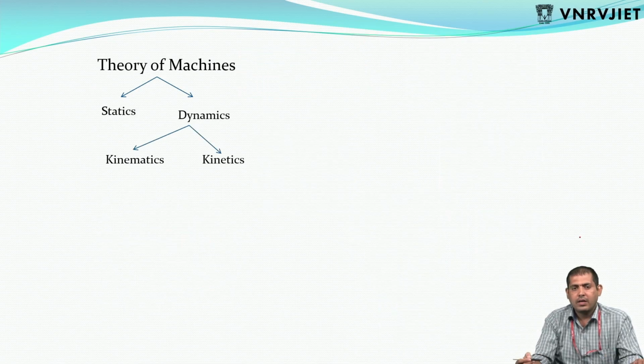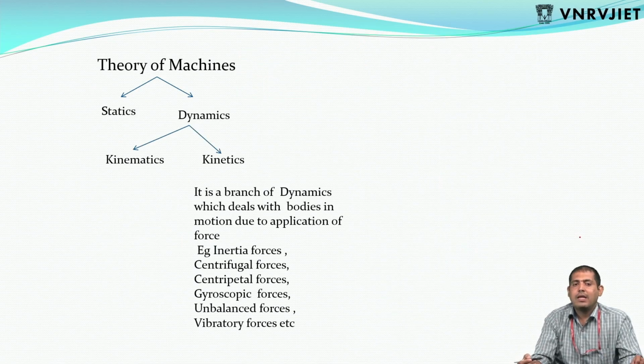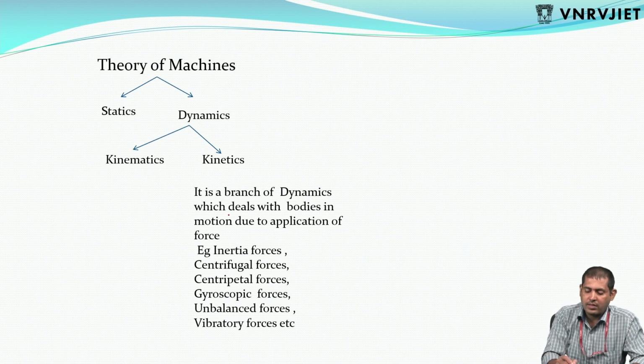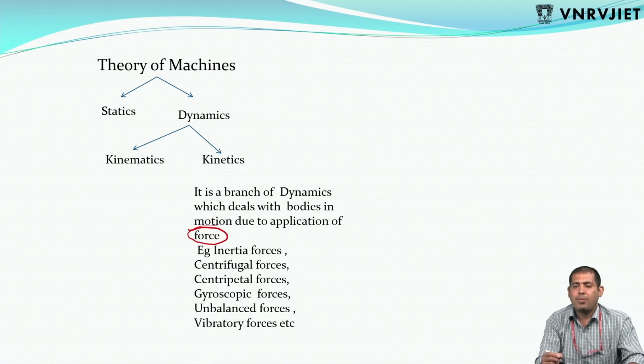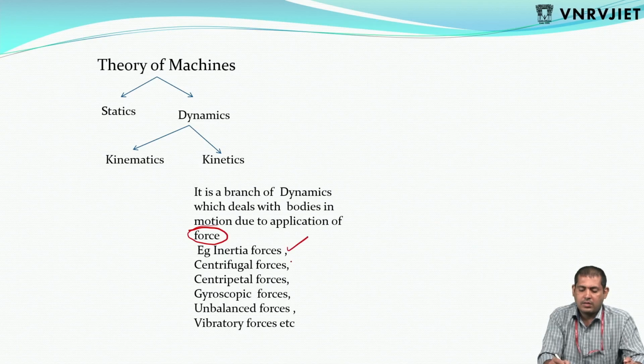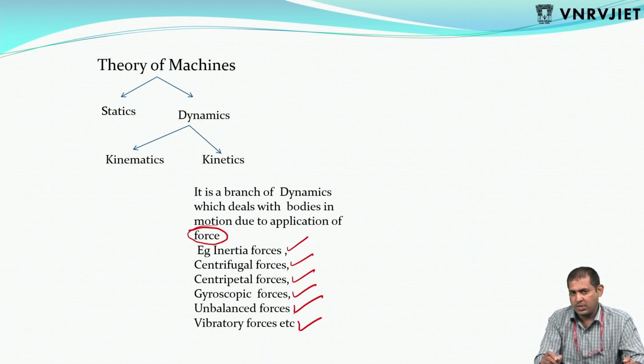Okay, the next part is kinetics. It deals with bodies in motion due to the application of force. Means we are going to apply some kind of force, and force means not only applied force, there are many forces: inertia, centrifugal, centripetal, gyroscopic, unbalanced, orbital forces. These types of forces are acting on this particular object. At that time we are going to study the kinetics.